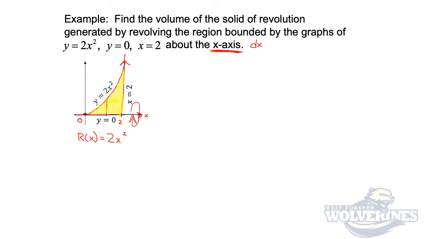Our radius, just like when we've done area in the past, right, your radius in a dx scenario is going to just be top minus bottom. So the parabola is bounding this region on the top, and y equals 0 is bounding this region on the bottom. So that means that our radius function is going to be 2x squared minus 0, which is just 2x squared. So that's our radius r of x.